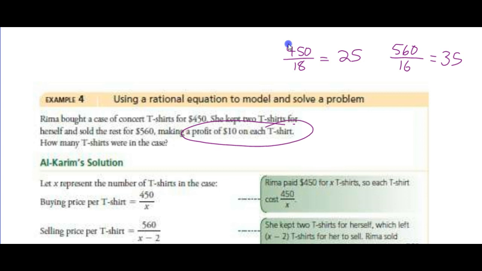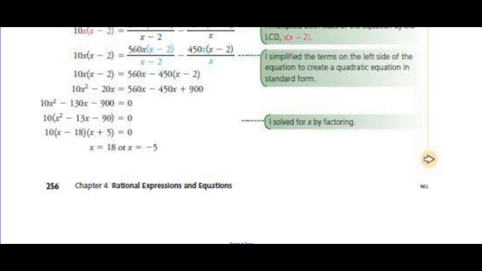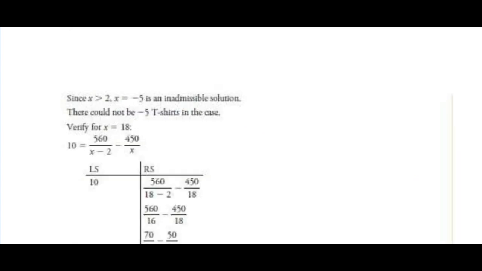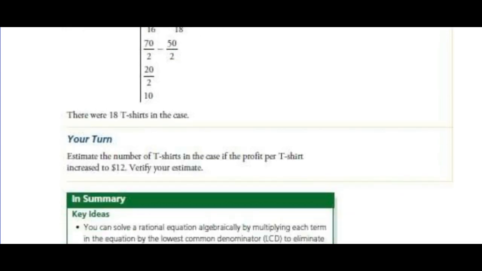So you can go back and you can check your answer, right? By saying, all right, if you bought 18 shirts for $450, you spent $25 on each shirt. If you kept 2 of them, then you sold 16 of them, you got $560, you got $35 for each shirt, you made a $10 profit on each shirt. Okay, life is good, it all fits. I solved for x by factoring, and then since negative 5 is an inadmissible solution, it doesn't make any sense. And there's 18 shirts in the case.